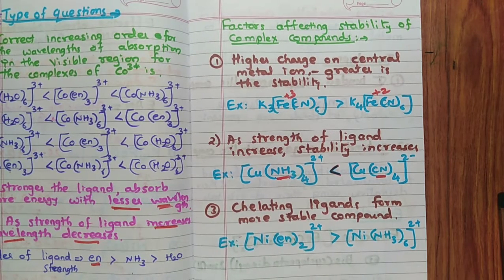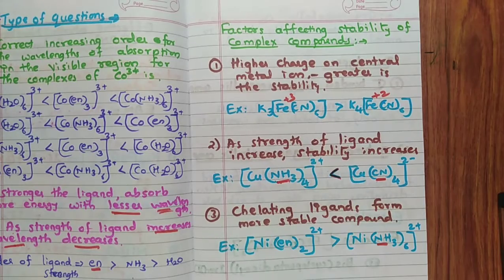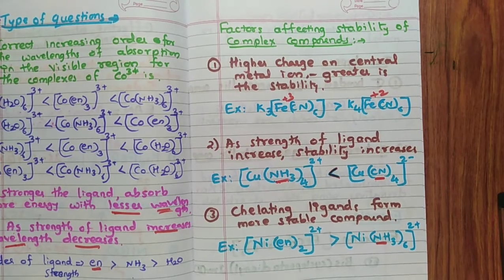Chelating ligands generally form more stable compounds. Remember, a chelating ligand is bidentate or more than that. En is a bidentate ligand; it is a chelate and can form a ring shape. When ring complexes are formed, they are more stable than those with NH3. So remember, en forms a stronger complex than NH3 because it is a chelating ligand. So this is about the factors affecting stability. These three factors you have to remember.